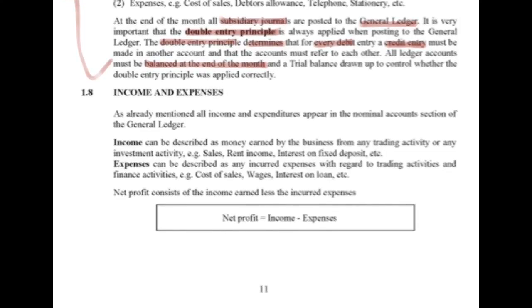So all ledger accounts must be balanced at the end of the month, and a trial balance is drawn up to control whether the double entry principle was applied correctly.